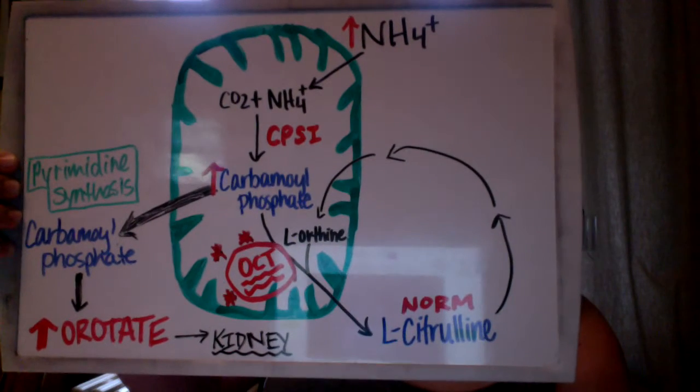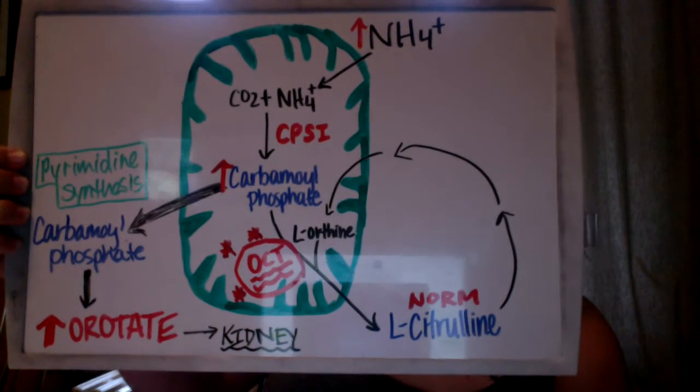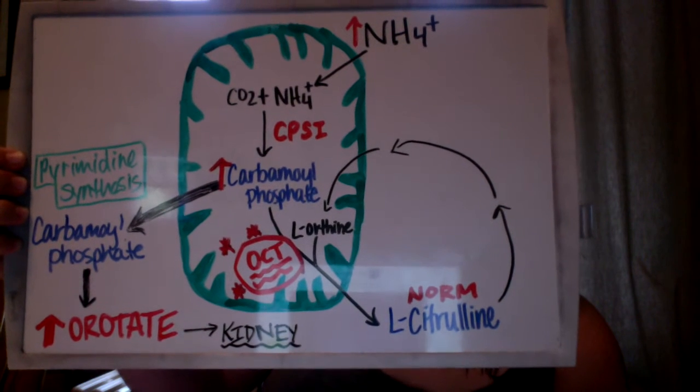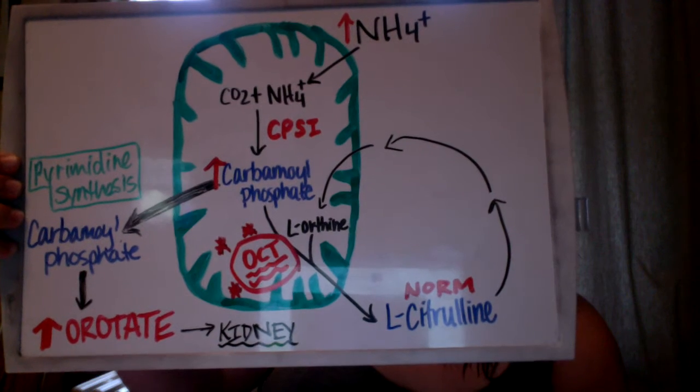So upstream, blood ammonia levels are also elevated in conjunction with carbamyl phosphate, indicating that the enzyme carbamyl phosphate synthase 1 is not impaired and is working correctly to make carbamyl phosphate downstream.